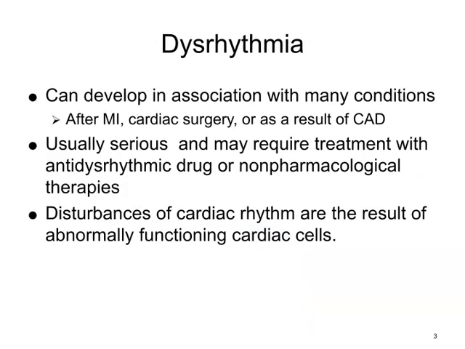So how do people develop dysrhythmias or arrhythmias? Basically, people can be born with them. They may have a structural heart defect. They can be acquired throughout life after many conditions, like after a heart attack or cardiac surgeries, or as a result of coronary artery disease.